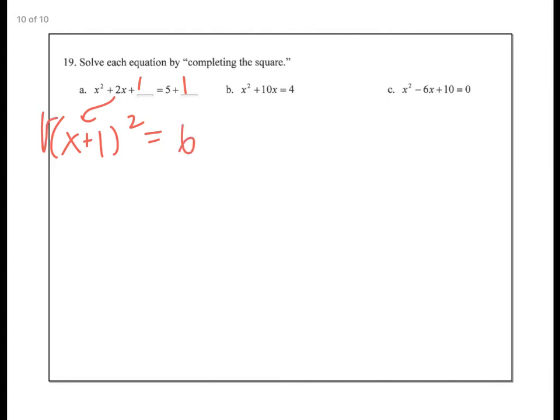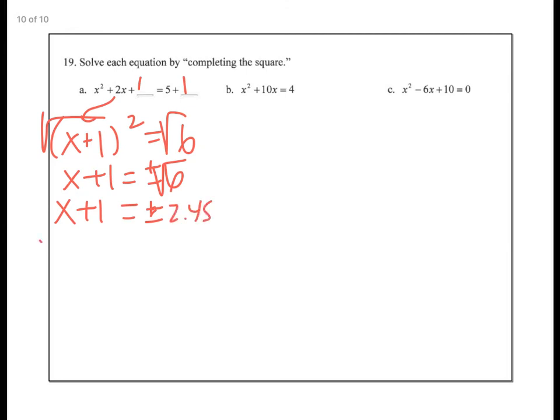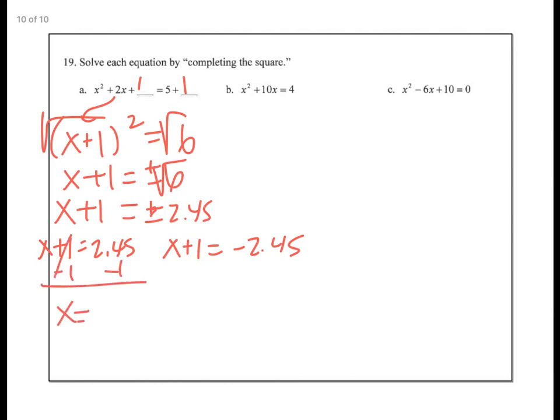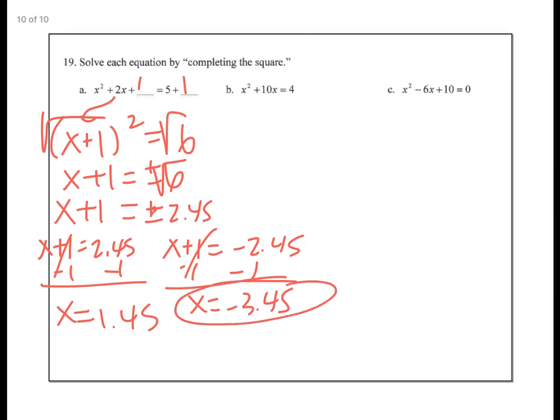Now I can square root each side. So I get x plus 1 is equal to plus or minus the square root of 6. Oops, that should be square root. If you want to change it to a decimal, it would be x plus 1 is equal to plus or minus, let's see here, I think I rounded to 2.45. And I would do x plus 1 is equal to 2.45, and x plus 1 is equal to negative 2.45. Subtract 1. I get x is 1.45. Subtract 1 here. And x is negative 3.45 are my two solutions.